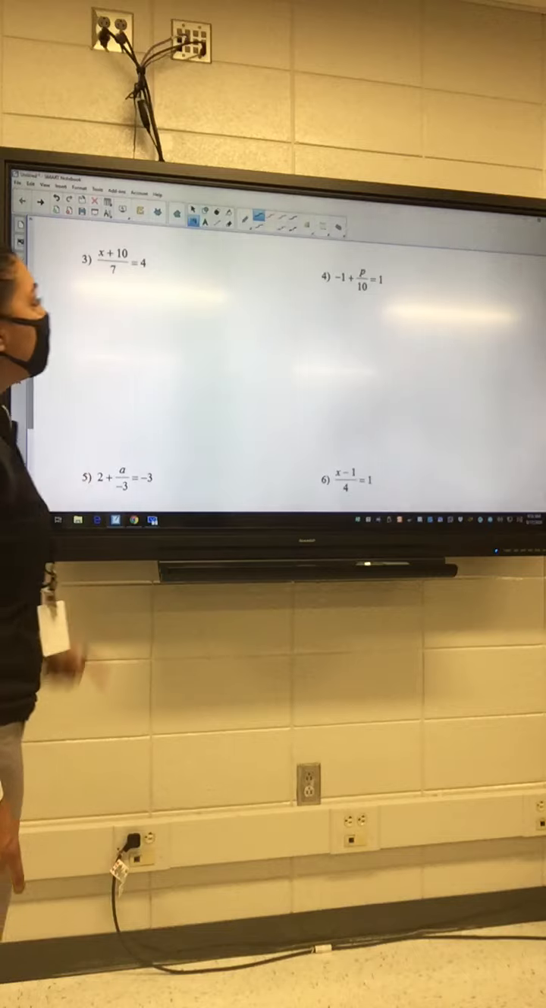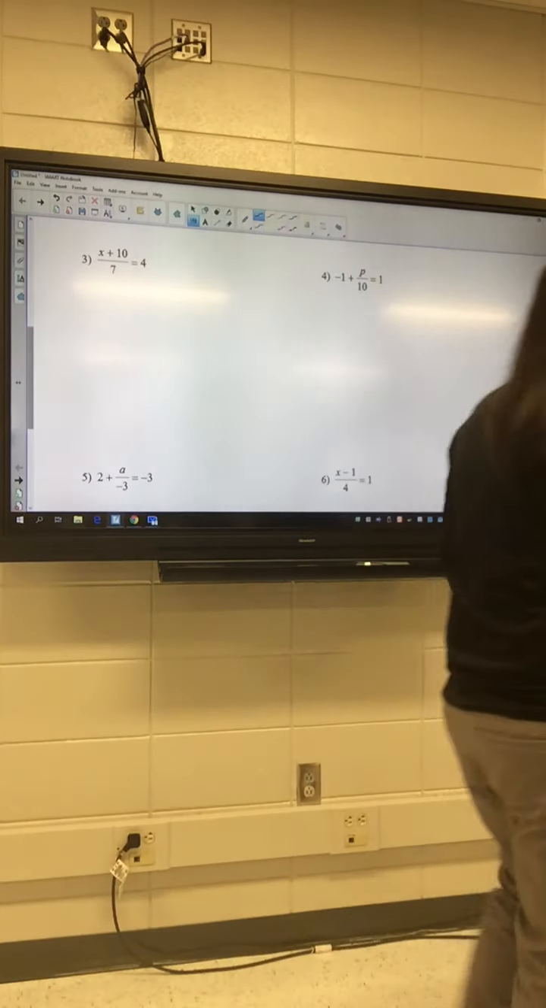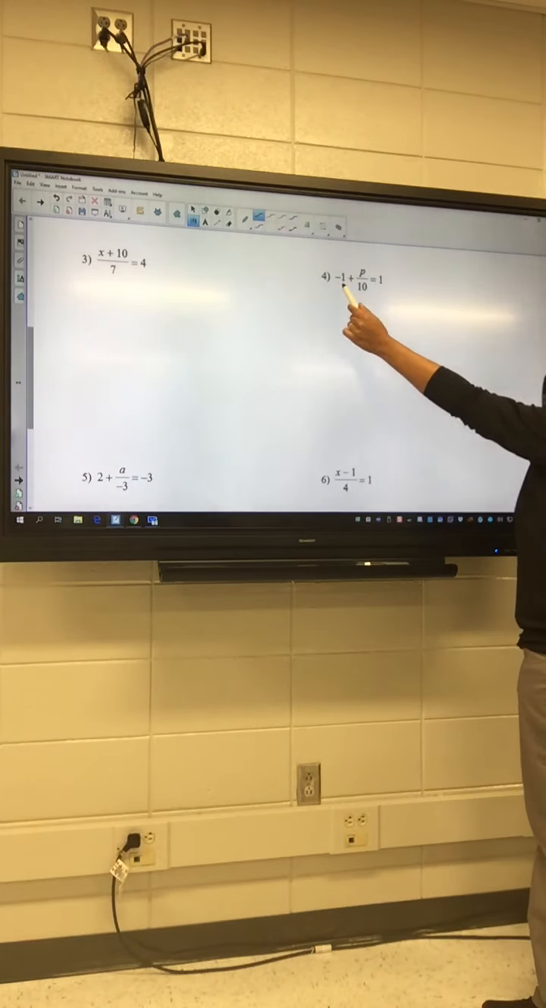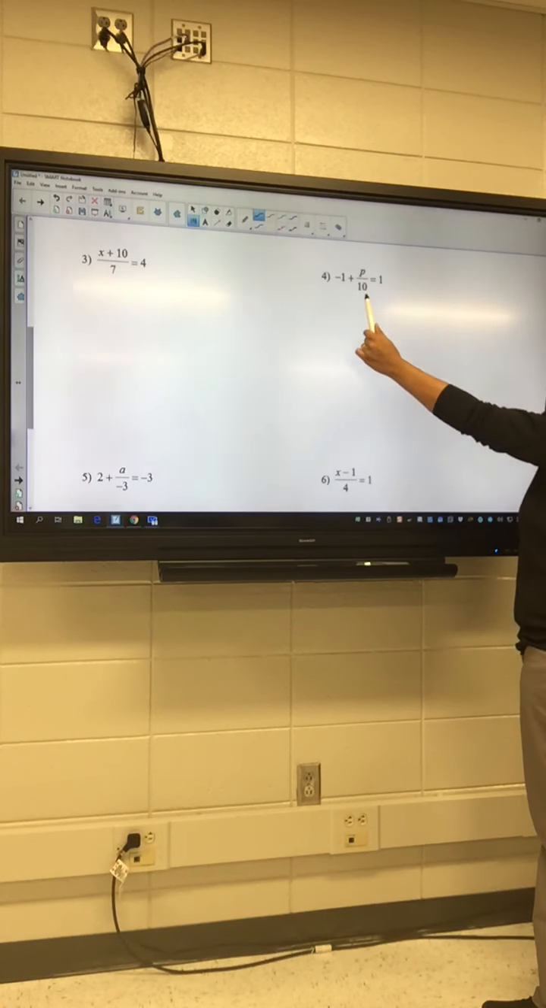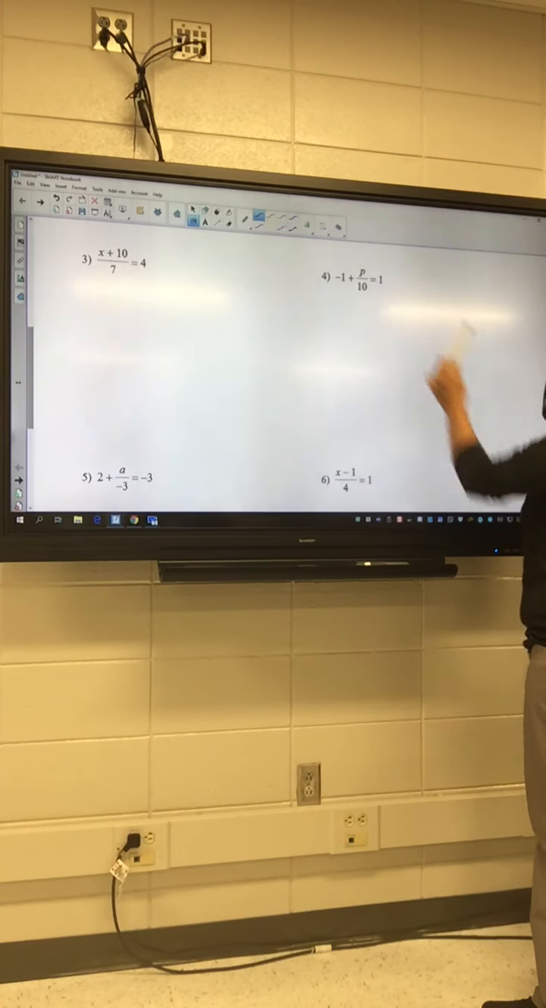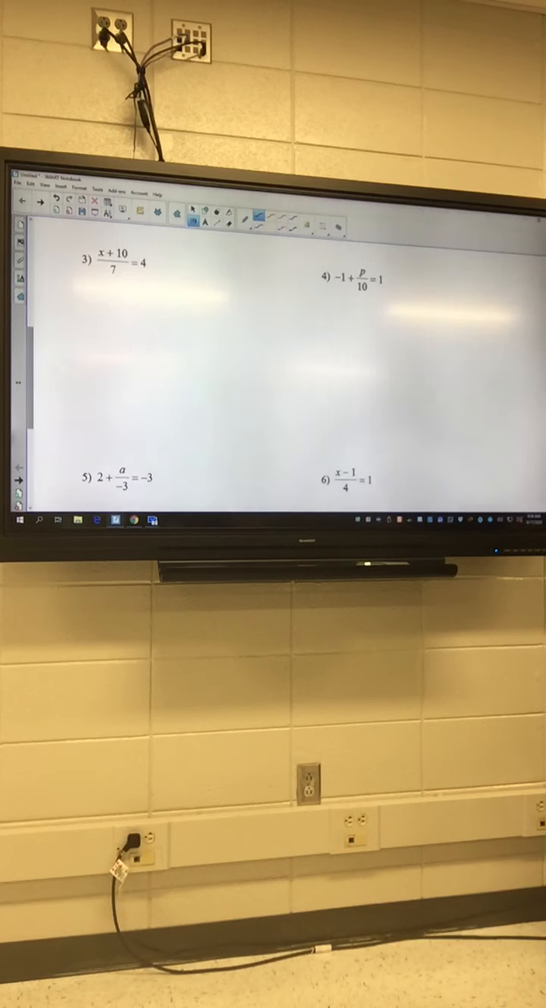Let's look at 4. So, 4, is this a letter or a number? Number, where do numbers go? To the right. Is this a letter or a number? Letter, stay on the left. Is this a letter or a number? Number. Okay, so we have 2 numbers to move. Which number do you need to move first?